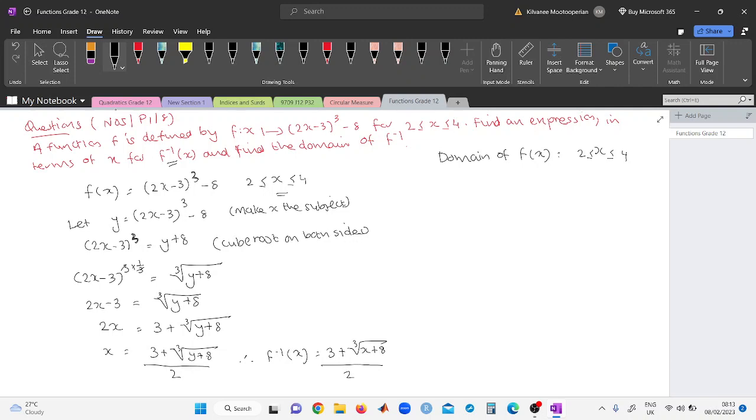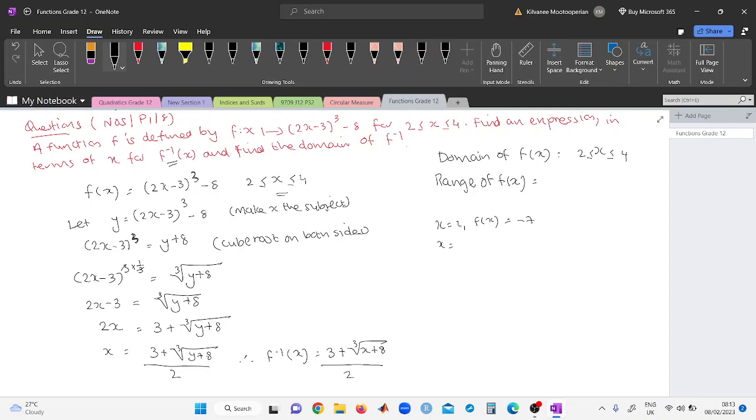Now they want us to calculate the domain of f inverse. So before calculating the domain of f inverse, we are going to calculate the range of f of x. Let me calculate now. When x equals 2, what is the value of f of x? 2 times 2 is 4, minus 1, to the power of 3, minus 8. So that gives me minus 7.